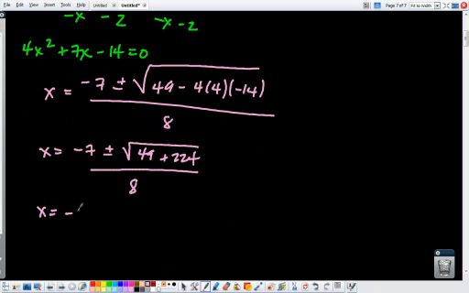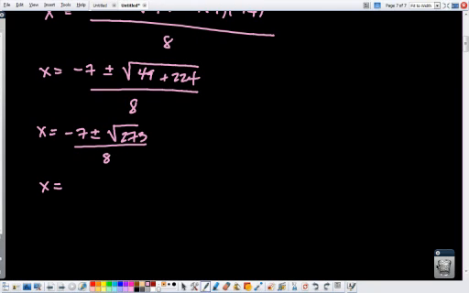So we end up with -7 plus or minus the square root of 49 plus 224, which is 273, which is not a perfect square, divided by 8. So I'm going to do something that you probably wouldn't do on the Cambridge exam because it'd give you better numbers than this, but I'm going to go ahead and round this answer. So -7 plus the square root of 273 divided by 8 gives me about, using approximately, 1.190.